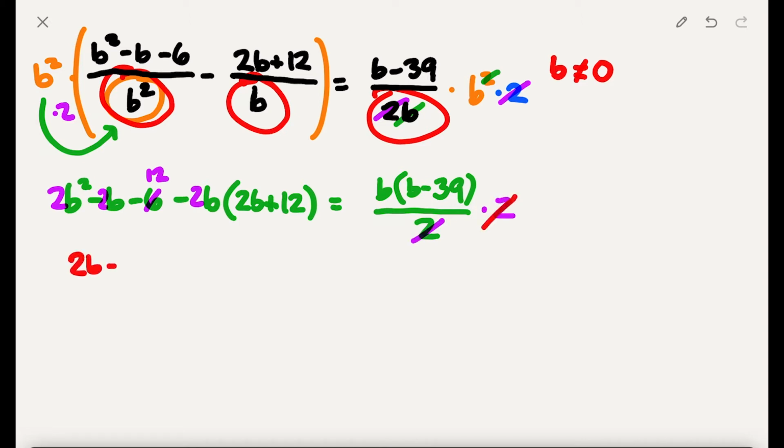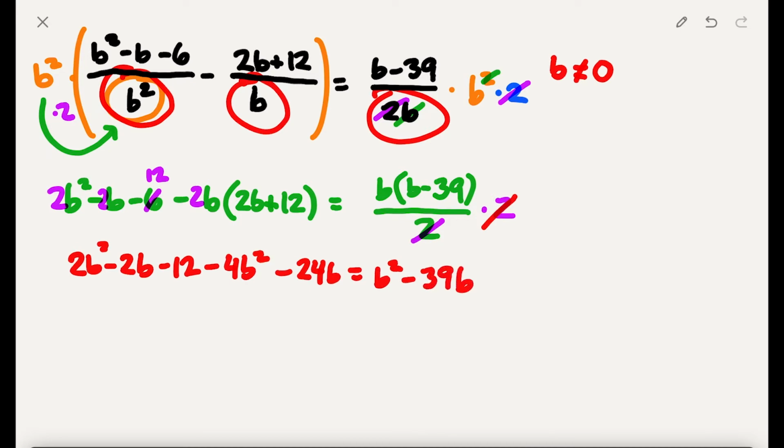So we have 2b squared minus 2b minus 12 minus 4b squared minus 24b is equal to b squared minus 39b. Okay, from here I'm going to combine like terms. So we have the 2b squared minus 4b squared, so that's negative 2b squared here. The next thing is going to be the negative 2b minus 24b is negative 26b, and then minus a 12 right here.